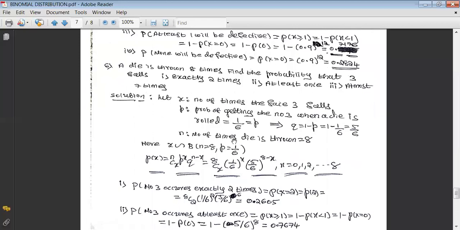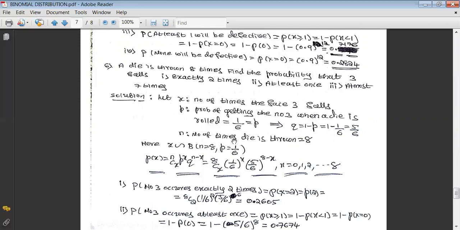Now, this one is somewhat different, and it is like this. A die is thrown 8 times. Find the probability that the number 3 falls: first, exactly 2 times; second, at least once; third, at most 7 times.